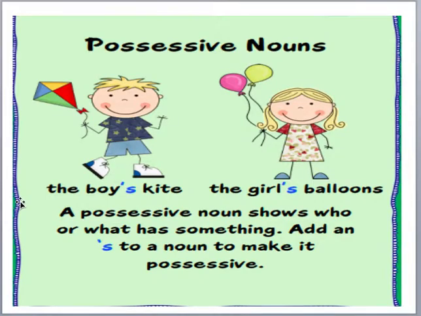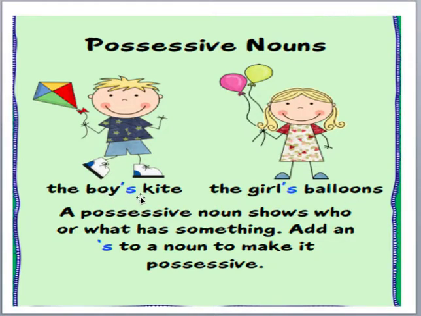Now, in this slide, it says possessive nouns. So we have a boy with a kite, we have a girl with the balloon. Now this boy owns what? He owns the kite. This girl owns what? She owns the balloon. So I say the boy's kite and the girl's balloons.